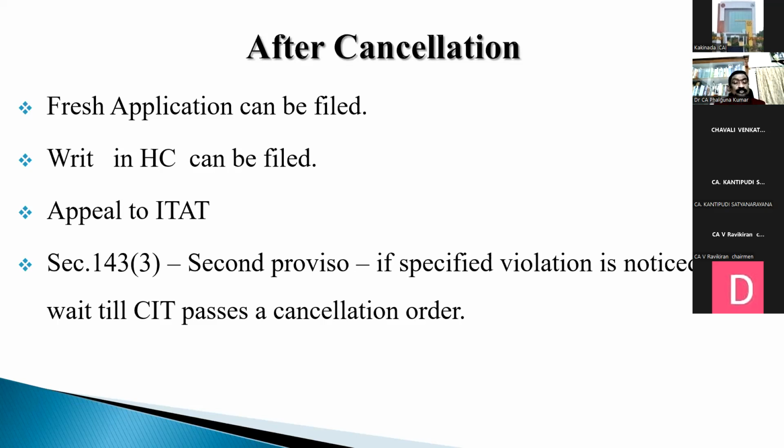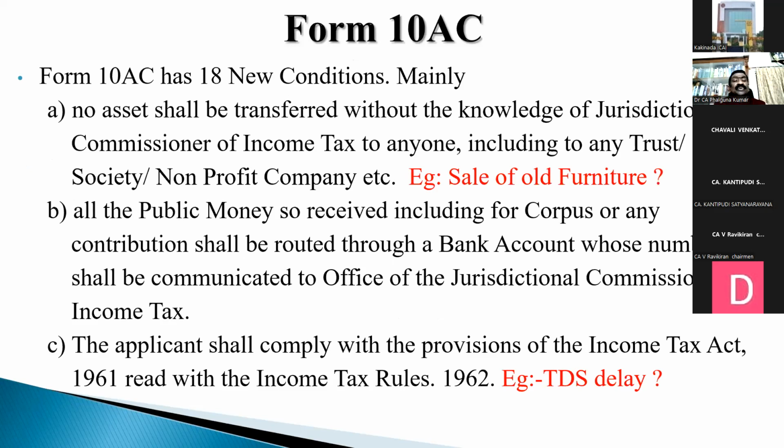So Form 10A is giving 18 new conditions. All these conditions you should satisfy. What the conditions say is not there in the Act, not there in the rules. This registration certificate is putting a condition that no asset shall be transferred without the knowledge of the jurisdictional commissioner. What do you mean by asset? Your old furniture you are selling, gold jewelry, sometimes the big institutional temples will sell. Each time shall I go for permission? For each asset sale, you take the permission; no asset shall be transferred. This was one of the conditions in Form 10AC. Can we satisfy? Is it the intention?